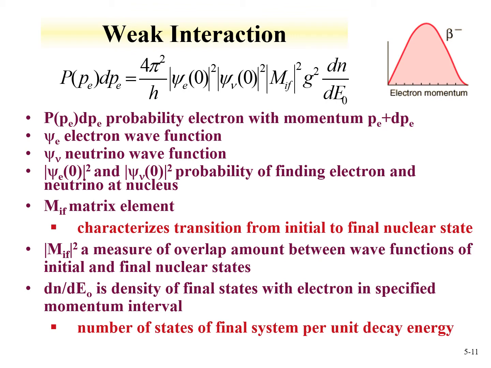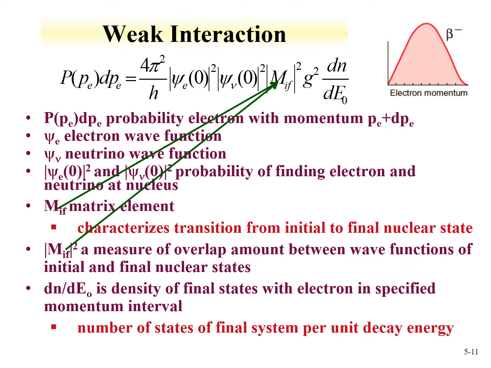Some of the terms that are involved with this are the electron wave function, shown here, and the neutrino wave function, shown here, and if I take the square of the absolute values, I can use this to determine the probability of finding the electron and the neutrino at the nucleus. We also have something called the matrix element, which is shown here. This characterizes the transition from the initial to the final nuclear state. If I take the absolute value squared of that, it's a measure of the overlap between the wave functions of the initial and final states.